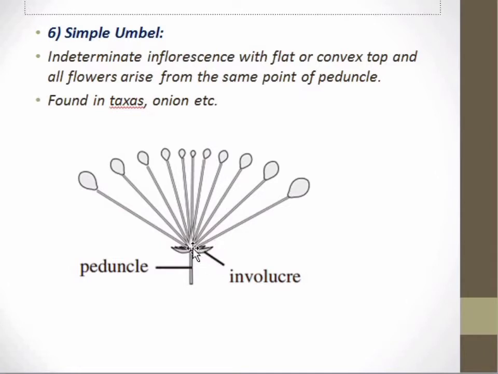But how is it a raceme? Now look at the structure. These are the old flowers formed first, and these are the young flowers. So it is a raceme. This is the peduncle, and this is the involucre. Involucre is a pair of bracts.